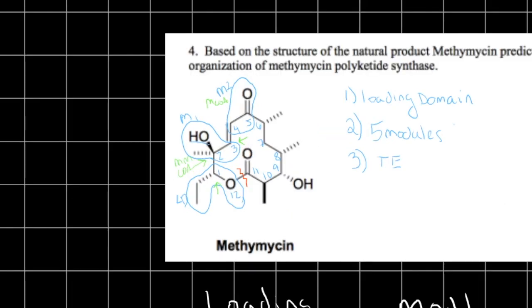So let's continue. You're going to circle your next pair of 2 carbon units. It's going to be carbon 6 and 7. The first thing we're going to look at is what does the acyltransferase of module 3 select for? In this case, there's a methyl group, so it selects for methylmalonyl-CoA. Let's just go ahead and write that.